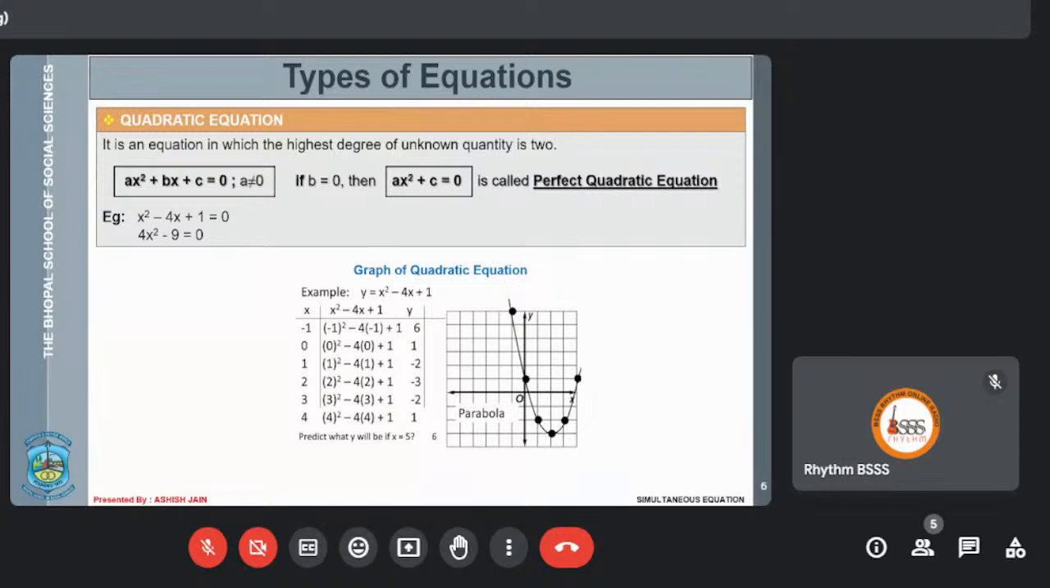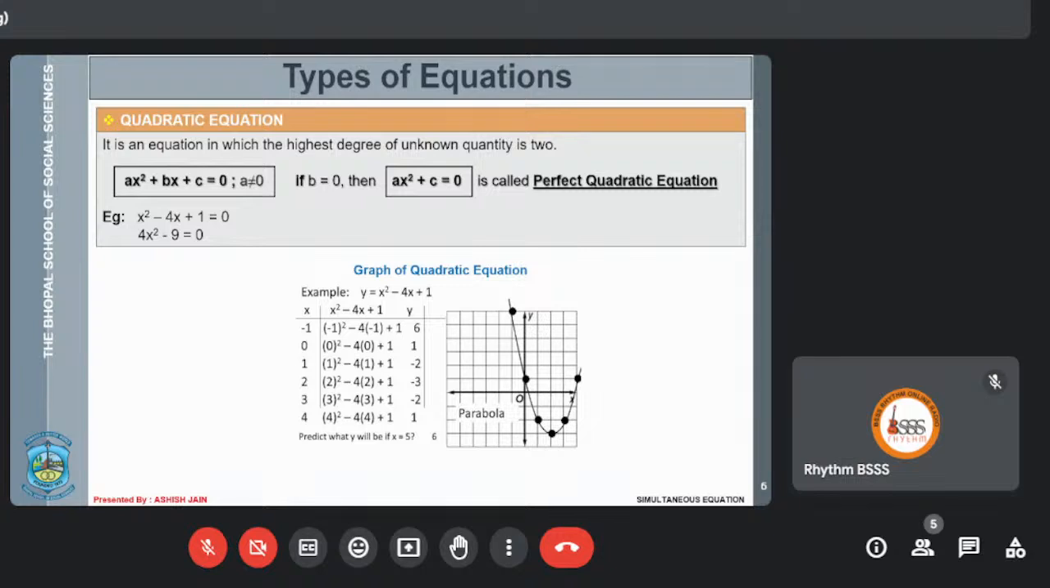Now, the second type of equation is the quadratic equation. A quadratic equation is of the form ax square plus bx plus c equal to 0, or we have ax square plus c equal to 0. These are the two general formats of a quadratic equation. Here in a quadratic equation, the highest power of the unknown variable is 2. So in the first equation, it is x square minus 4x plus 1 equal to 0.